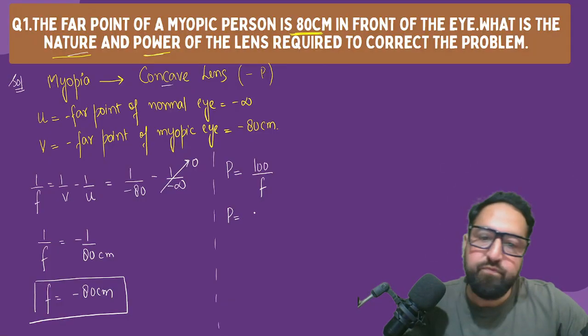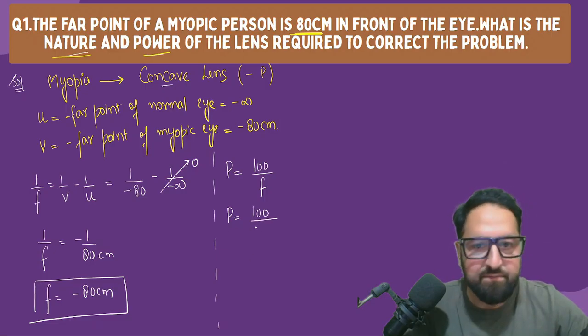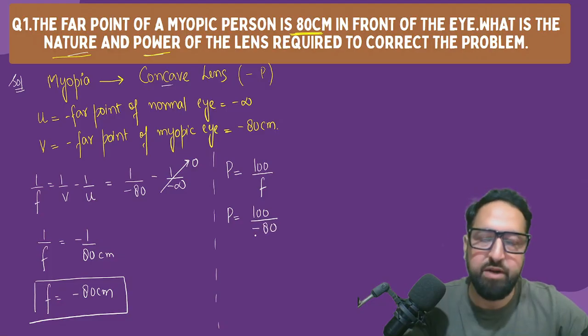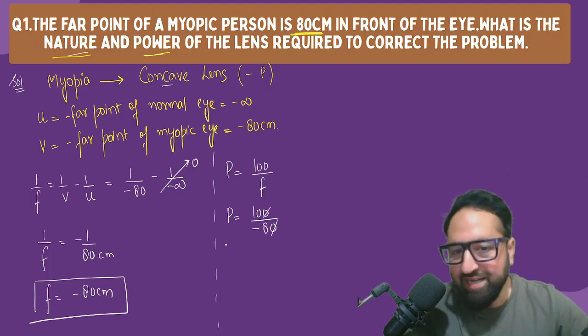P is equal to 100 divided by, what's the value of F? Yes, what's the value of F? Minus 80 centimeters. Got it? So 0 and 0 gets cancelled. Yeah.